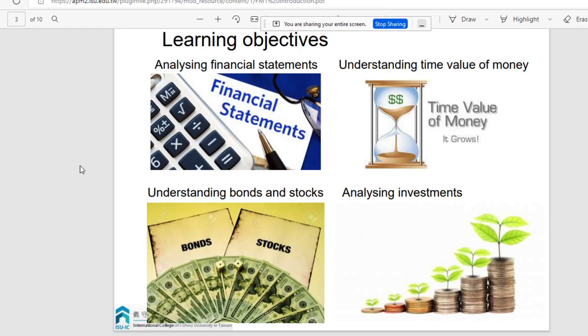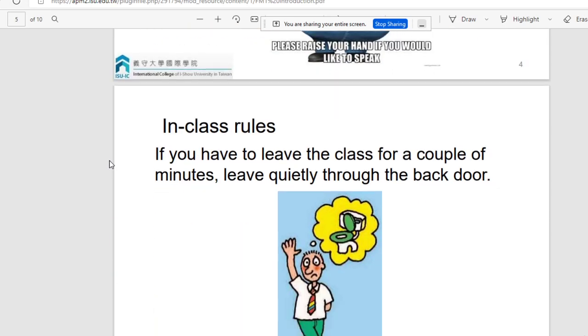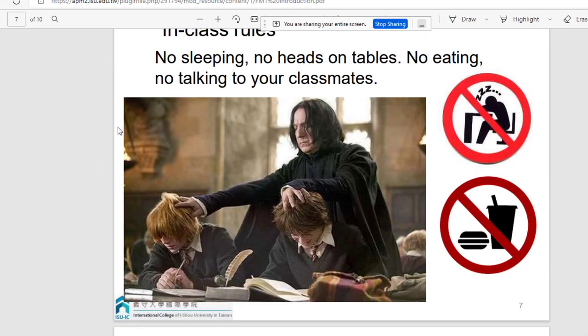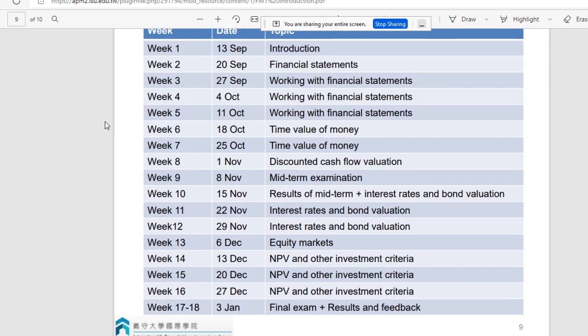We're going to talk about time value of money. And we're going to talk about bonds and stocks, and we're going to talk about analyzing investments. So all of that is actually going to be several chapters, enough for this semester. Ask your questions anytime. All of these rules are for classroom courses, but this is an e-learning course, so it's not really relevant. And this is our actual plan for this semester.